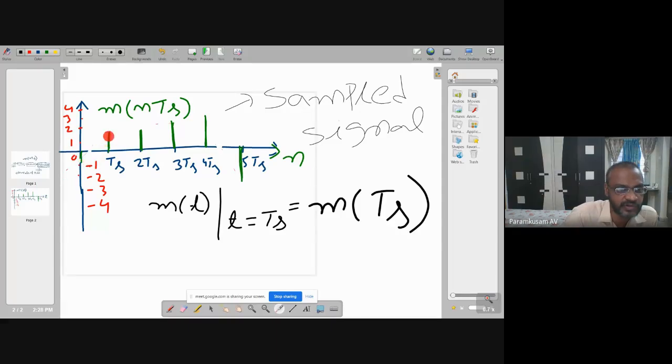And this value is equal to 1.6. And this value is almost 1.8. And this is equal to 2.9. This value is equal to 3.5. This value is equal to minus 3.1, like this. So these are the sample values. What are the sample values? Whatever the values of these lines, those are called sample values.